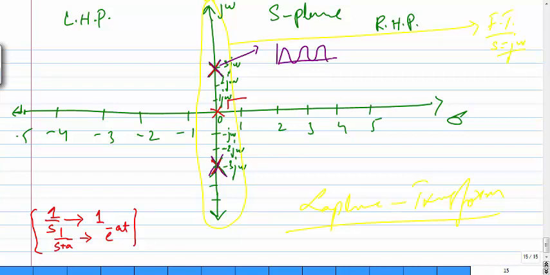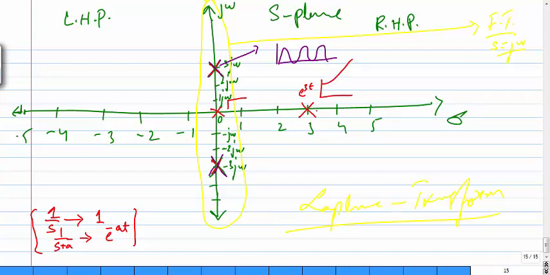Now if we move on the real axis in only one direction, that is, the right direction, for example if we are here, because this gives us exponential 3t, and you know that exponential 3t is growing, in that case the response will start growing instead of decaying. It will start growing like this.